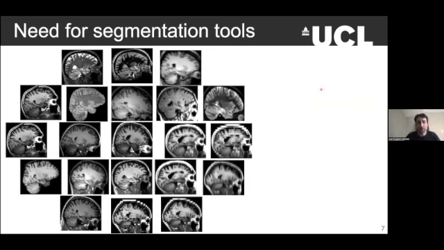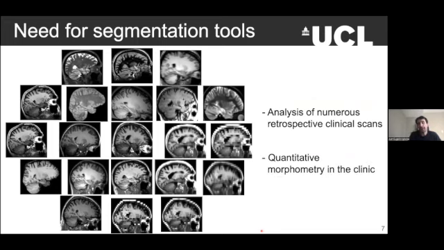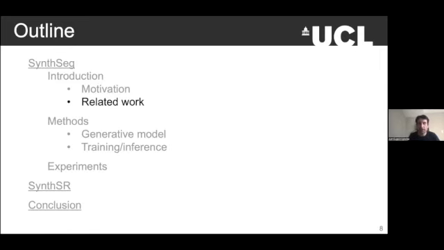And the main application I see for this is, first of all, being able to look back into massive amounts of retrospective data we have in the PACS already. And second of all, if you can analyze this data accurately, then you can start thinking of more quantitative morphometry in the clinic, right? Without having to require 1 millimeter MPRAGEs, which is what happens today. So as you can imagine, we are not the first people working on this.